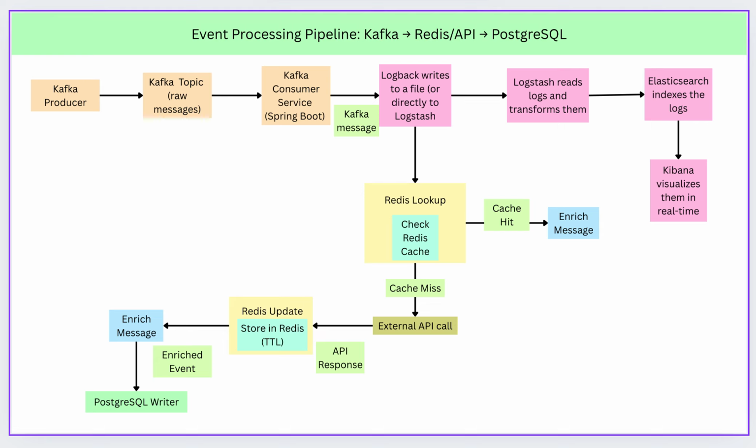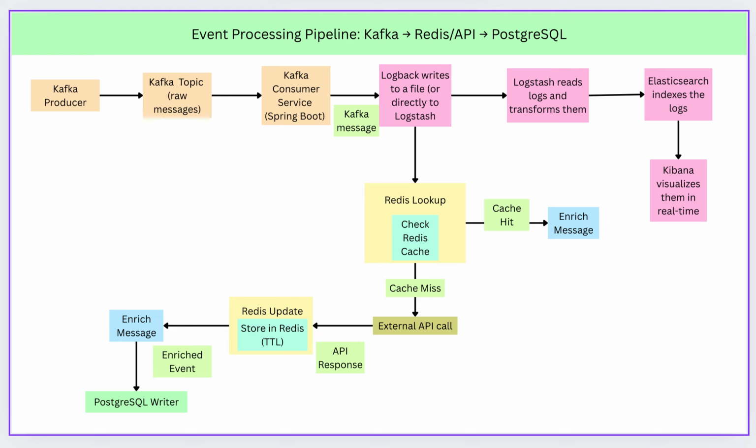When a message arrives, we log it and look up Redis for enrichment data. If found, great, we enrich the event. If not, we call the external API, cache the response in Redis, combine it with the original message, and persist everything to PostgreSQL.